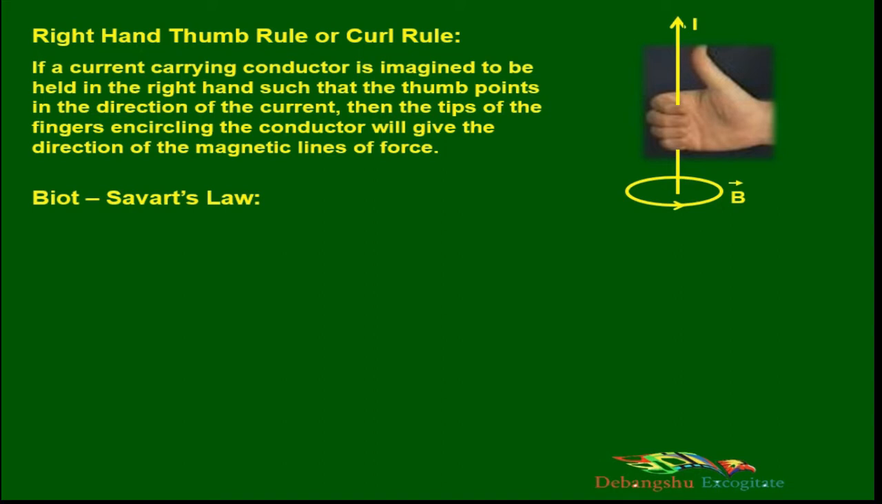Biot-Savart's law. I just mentioned Biot and Savart. They were two students of Oersted who experimentally found the magnetic field for different types of conductor. Biot and Savart are two different people. They found out the magnetic field at a particular point P, due to a small element dl. dl is a small element where the current is almost constant and along the direction of the conductor. So this is one concept.